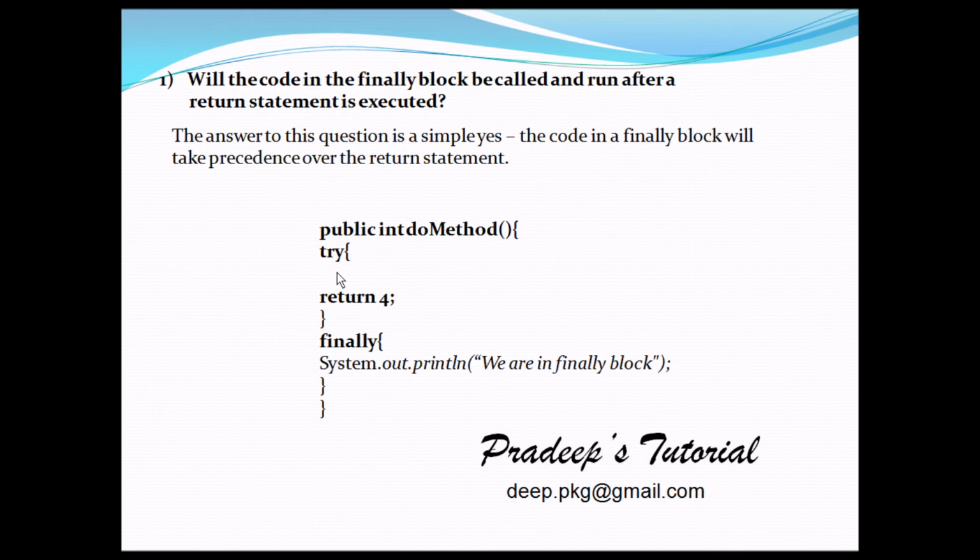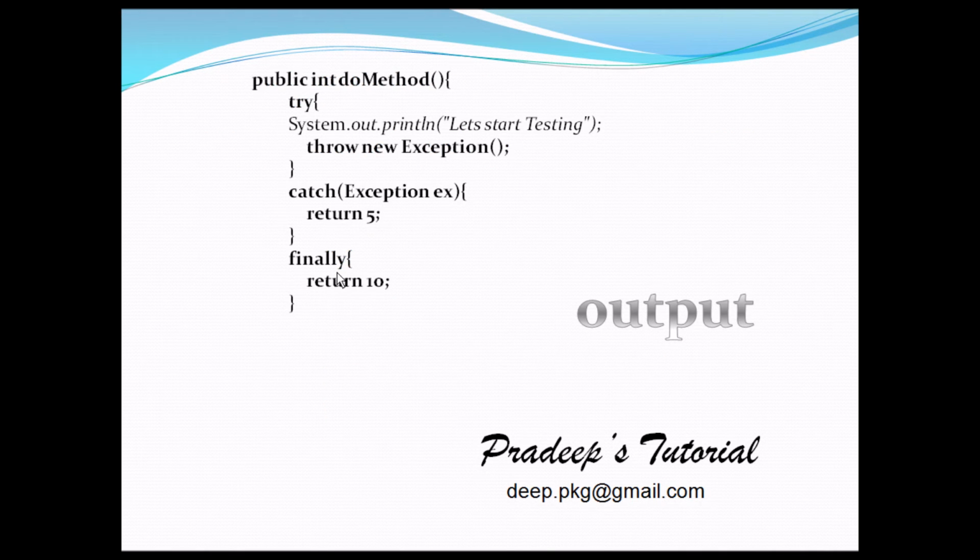But before that, as promised, I'll tell you the output of the question I asked. For the output, let's try to debug this on our own. The try is there, so the exception came, and it came to the catch block. It is returning 5. As we discussed in our questions, finally will always run.